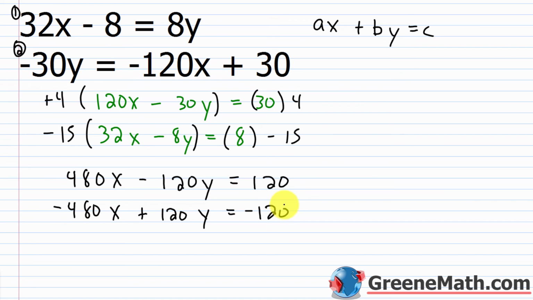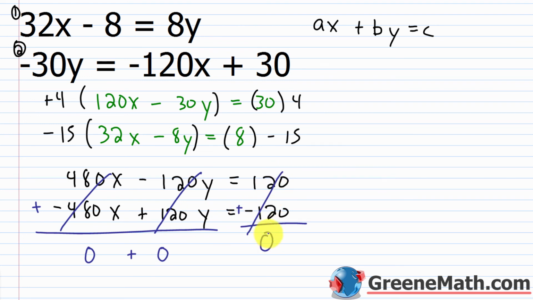So if I want to add the two left sides here together, and I want to add the two right sides here together, 480x minus 480x is 0. Negative 120y plus 120y is 0. 120 minus 120 is 0. So what do I get? I get 0 equals 0, which is true. So the variables have dropped out, and I'm left with a true statement. So there's an infinite number of solutions, right? These two equations are basically the same. They've just been algebraically manipulated to look different.